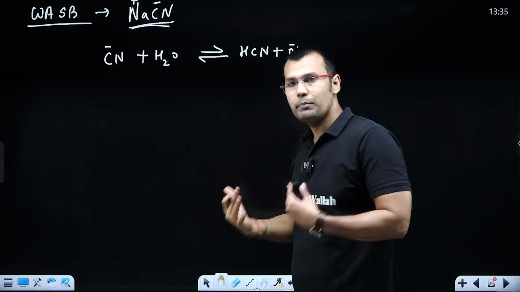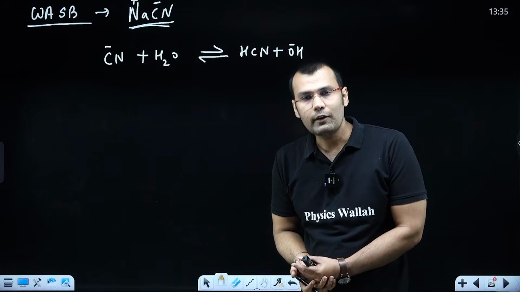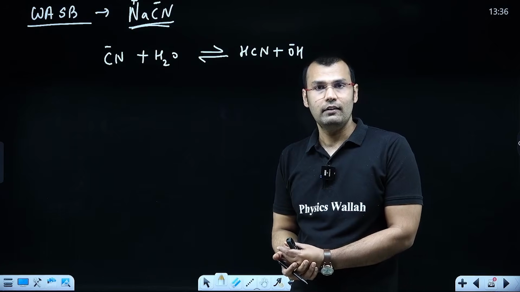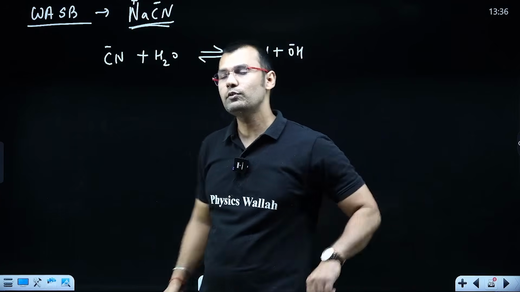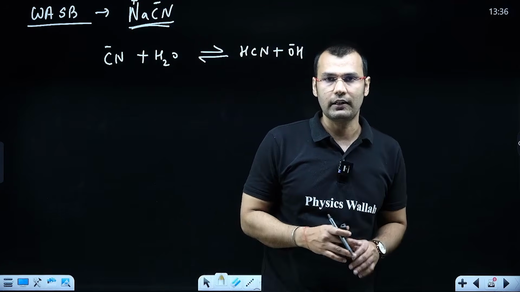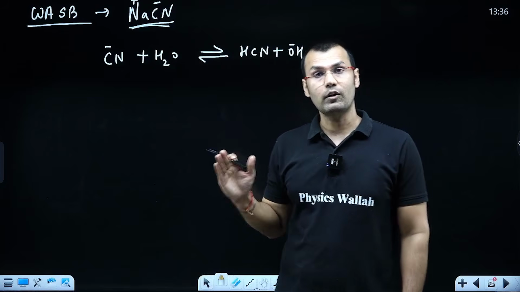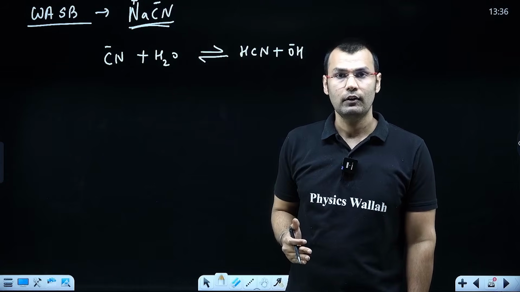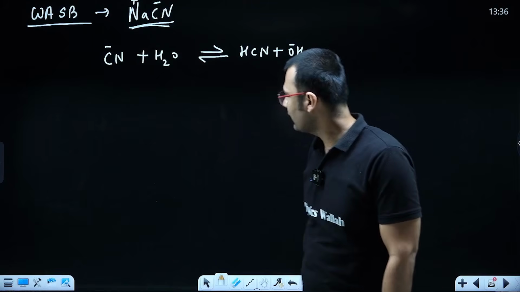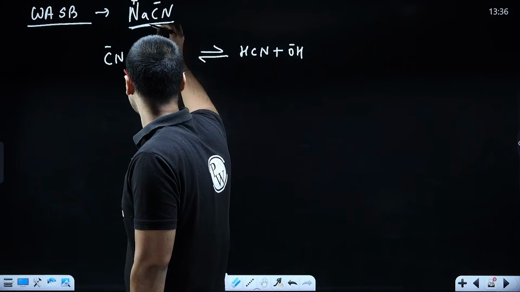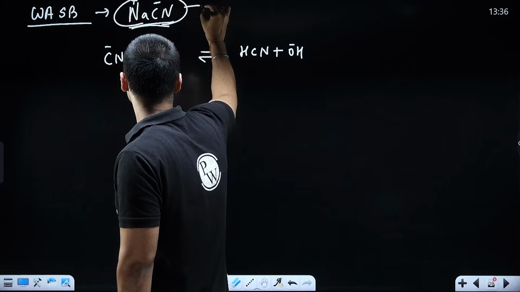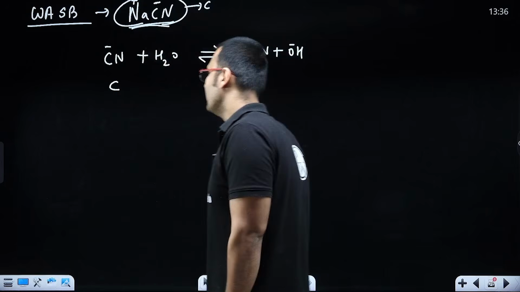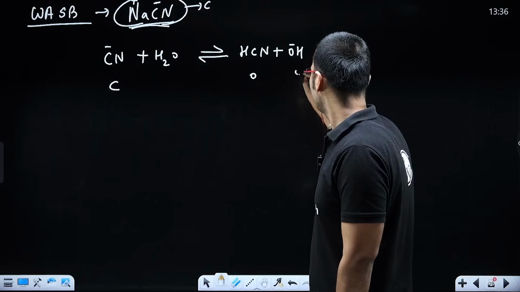Now, in order to get the pH value, you need to calculate the hydrolysis constant here. In the case of electrolytes, we used to say dissociation constant or ionization constant, but in the case of salt hydrolysis, we call it the hydrolysis constant. Assume that initially the NaCN concentration was C. So from C concentration of NaCN, I will get C concentration of cyanide. Before hydrolysis, the products will be 0.